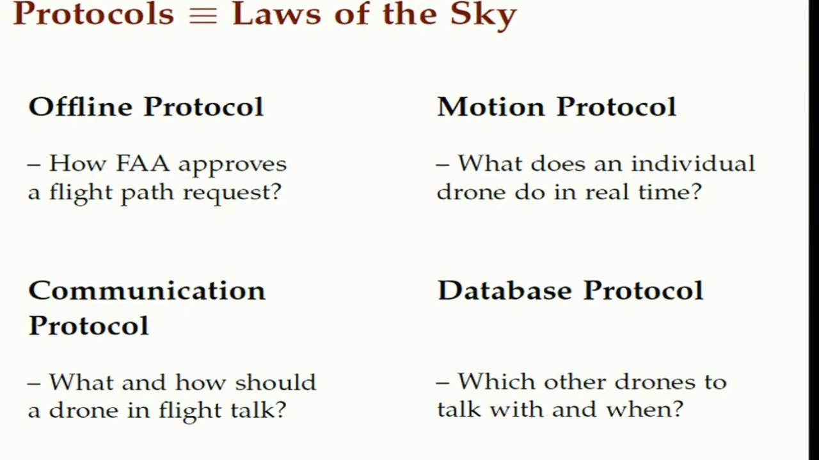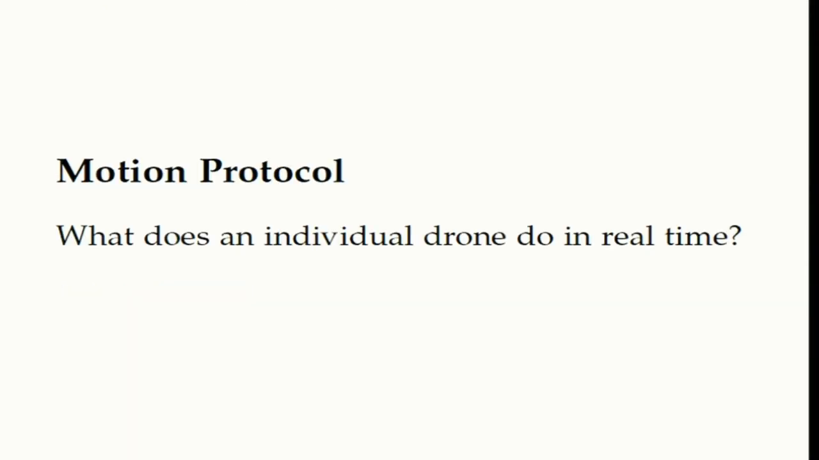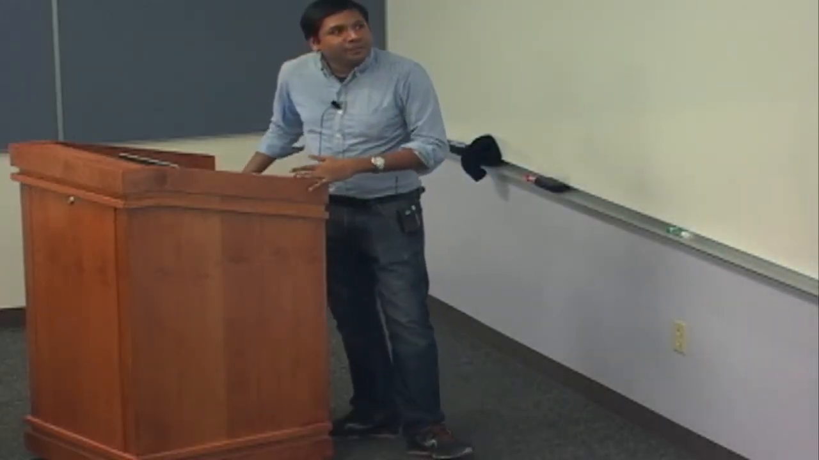In today's talk, I'm going to focus on only one motion protocol. I'm going to use the protocol that is called motion protocol, and I'm going to use that to motivate the computation of what is called reachable tubes. So to look into the motion protocol, we look into one individual drone's perspective, and we ask the question, what should an individual drone do in real time to guarantee provable safety?